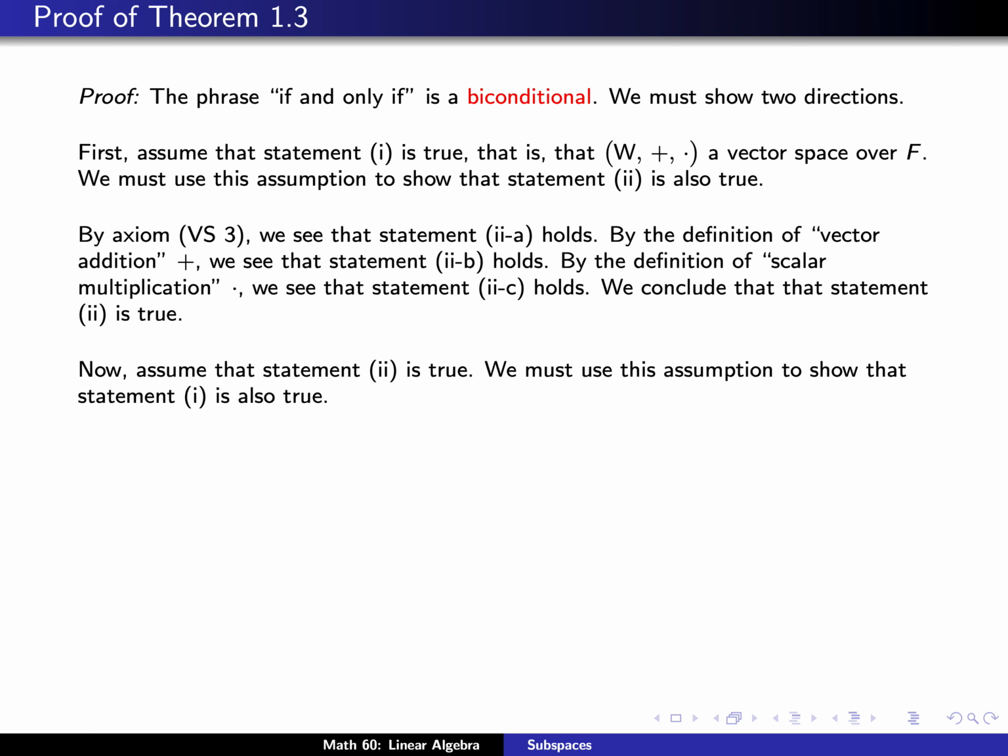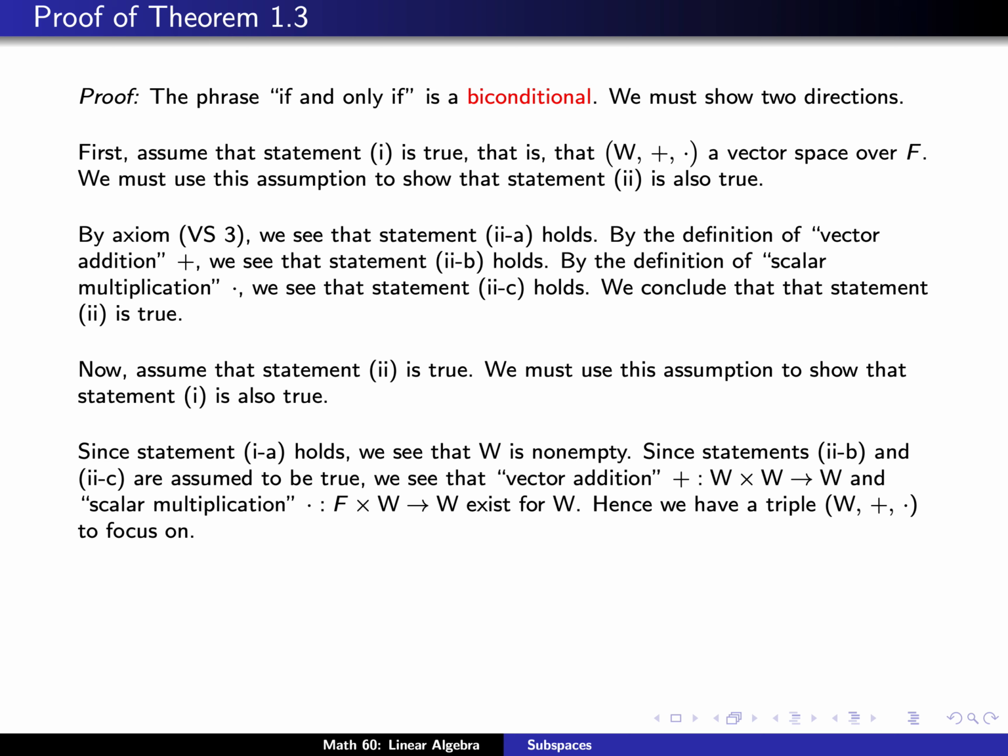Next, let's assume the statement II is true. We're going to use this to show the statement I is true. That is, we really have to show that this triple here is a vector space. Well, in order to do this, the first thing we have to do is make sure that we actually understand what all three of these mean in the triple, W, plus, and times. So let's just be very careful about that.